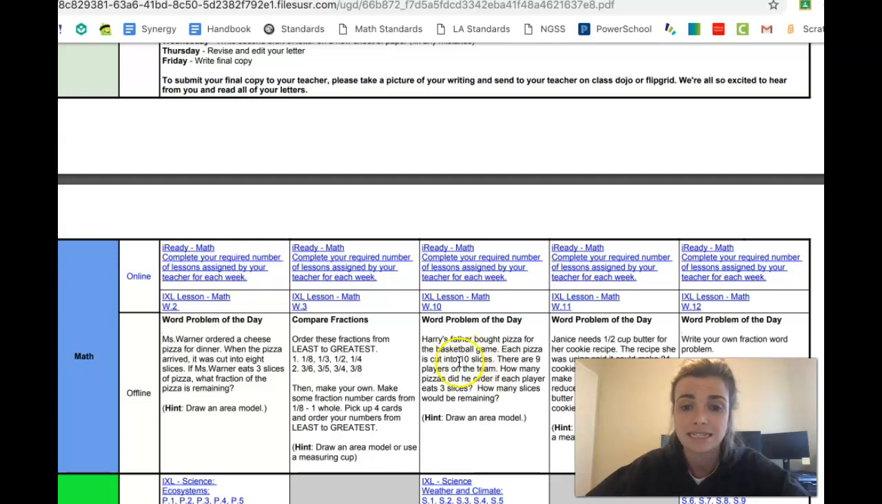Each pizza is cut into 10 slices, but you don't know how many pizzas he ordered, okay? So you have to start with the information that you're given, that each one is cut into 10 slices, and there are 9 players on the team. How many pizzas does he order if each player eats 3 slices? So if I were to think about that, I have 9 players. They each eat 3 slices. I have to take those 2 numbers and I have to do something with that. I have to figure out how many slices they're going to eat all together.